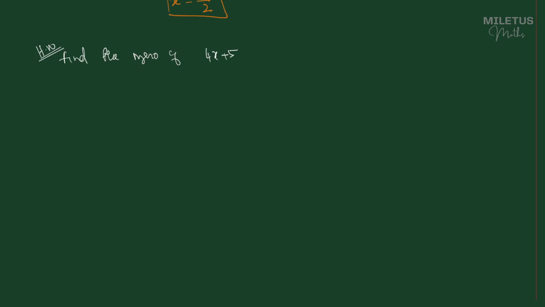Now let me also find the zero of a polynomial for something else as well. Let's write one more problem. Find the zero of the polynomial 2x square minus 8x plus 6. How do I find the zeros of these polynomials?